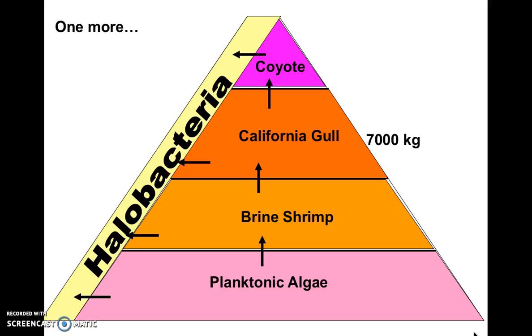Try this one. If I had 7,000 kilograms of California gull, I'd have 70,000 kilograms of brine shrimp, I'd have 700,000 kilograms of algae, and if I went up, I just drop a zero off, I'd have 700 kilograms of energy in the coyote.